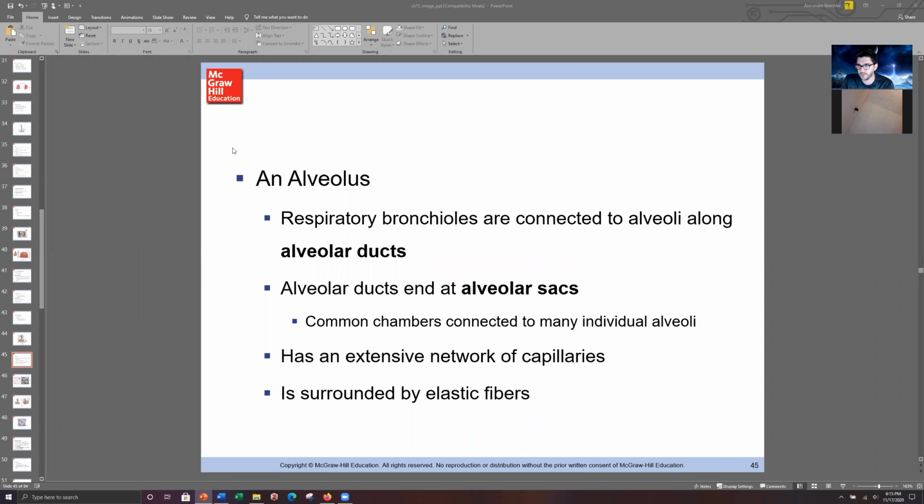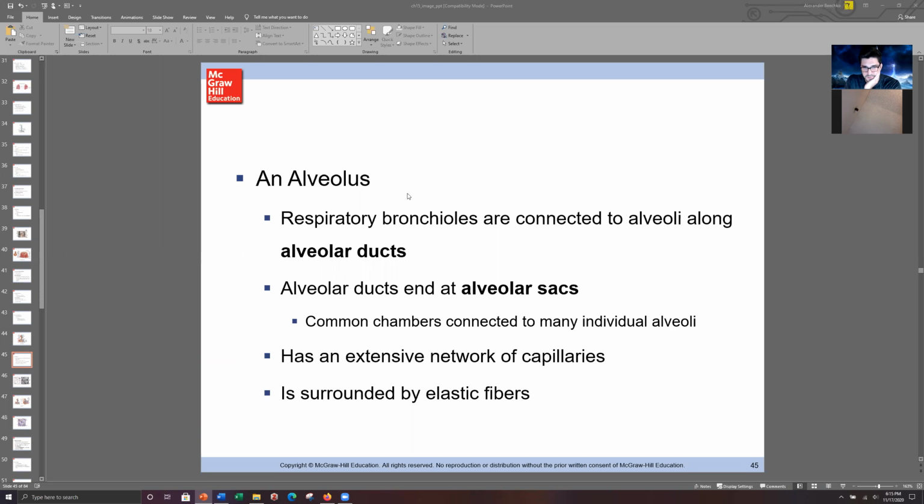Okay, so an alveolus, a single one of those sacs. Respiratory bronchioles, okay. So Leah, I'll get to your question in a little bit here. You've got a lot there, and that's awesome. But let me get through this one.